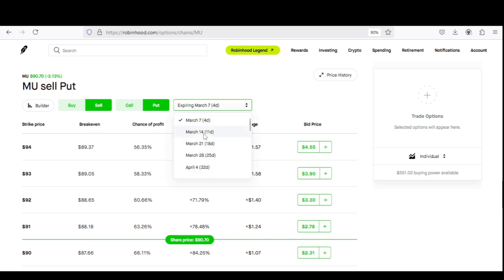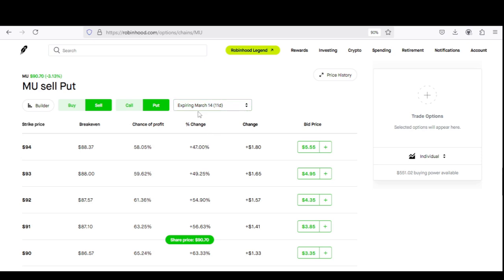The expiration date, just for the purposes of this video, we're going to use March 14th, which gives us 11 days to expiration. Now, if you work a regular 9 to 5 and you're trying to make passive income to supplement your 9 to 5, do not leave your 9 to 5 if you want to trade options. Learn options first, supplement your 9 to 5. Then, if you're good at it, you may consider whatever you want to do after that.